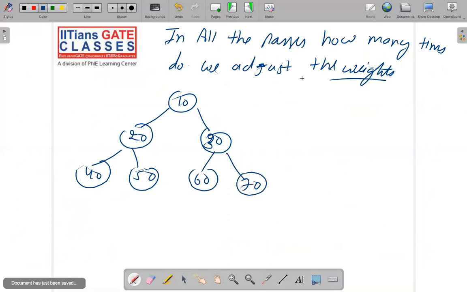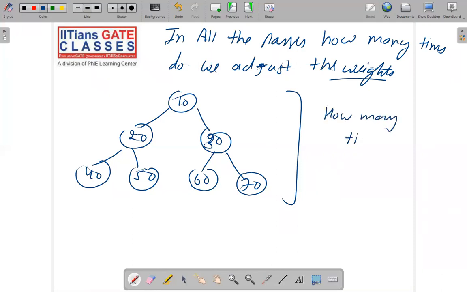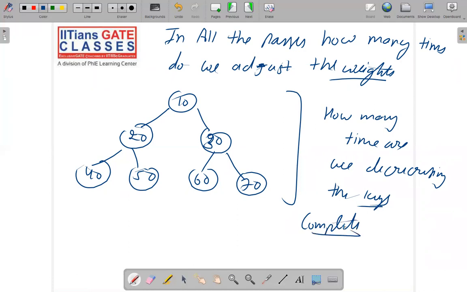So what is our motive? What is our motive? How many times are we decreasing the keys? For example, if it's a complete tree, because in a complete tree there are more edges, there will be more adjustment.